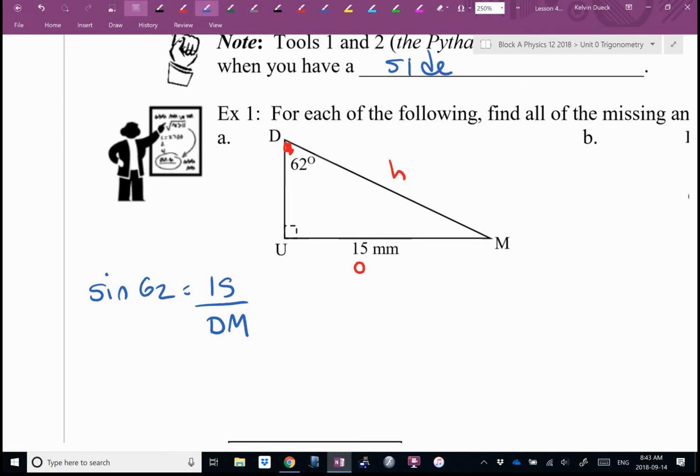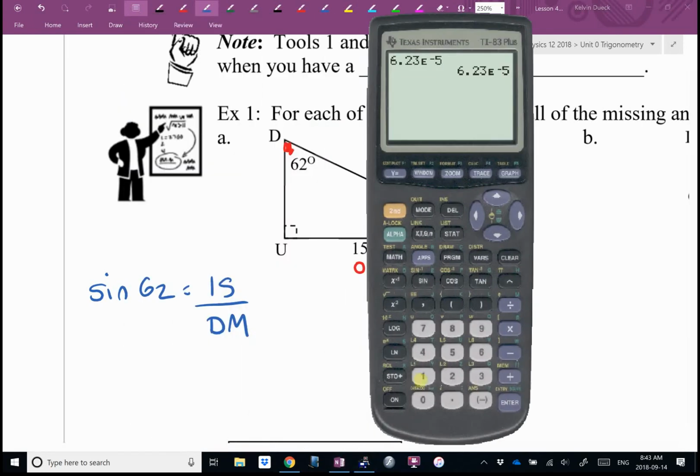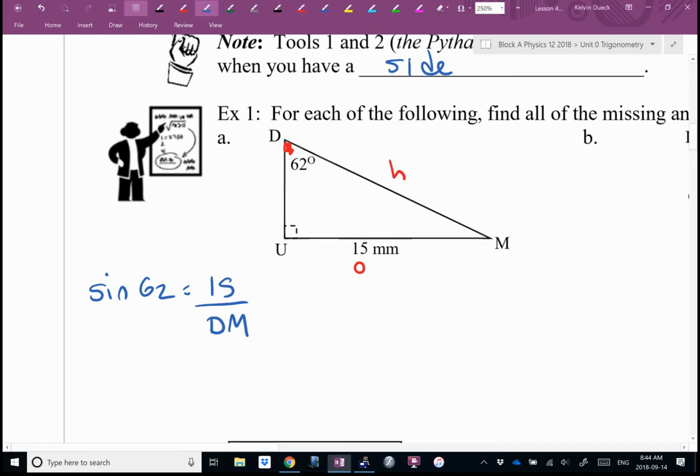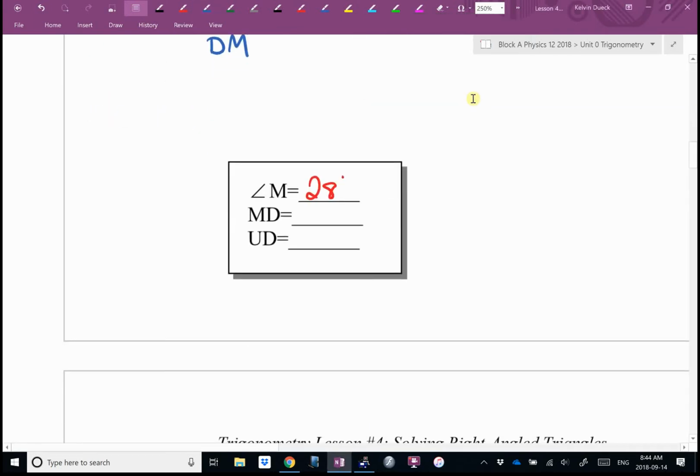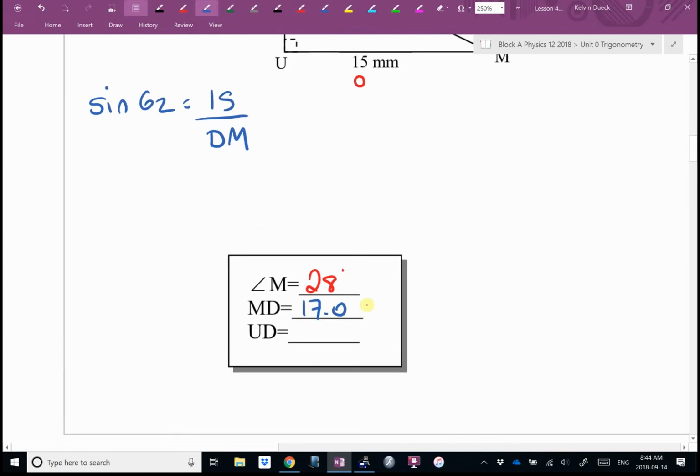15 divided by. Yeah, okay. 15 divided by sine 62. You get 16.988. Okay. I guess I'm going to call it, if I go to 3 sig figs, which would be right where that 9 is, 17.0 millimeters.